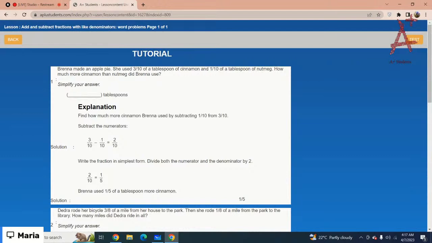So they have the same denominators. You simply have to subtract the numerators. So it would be 3 minus 1 is 2. It would be 2 over 10. And when you write the answer in the shortest form, it would be 1 over 5. Got it? Let's just start with the test question.